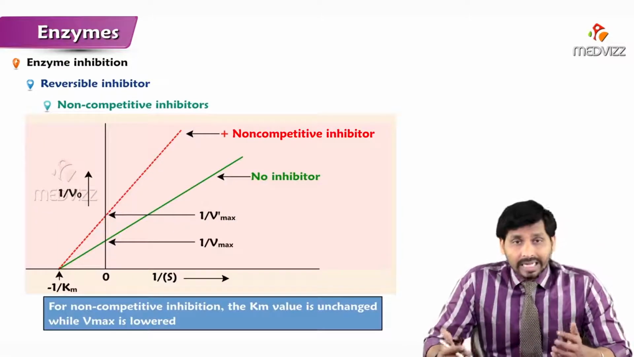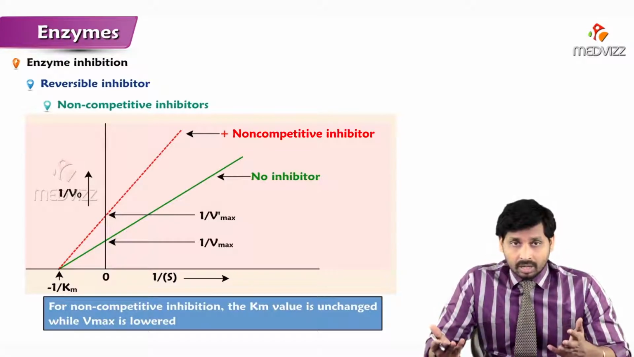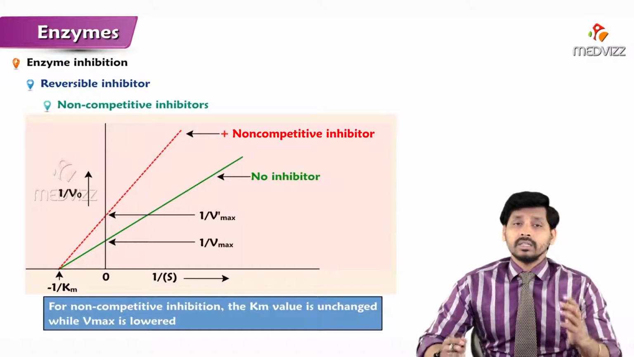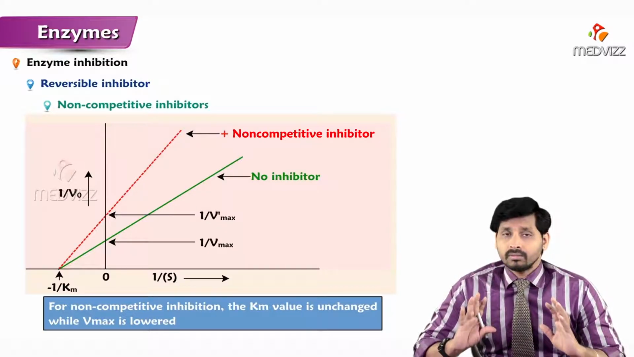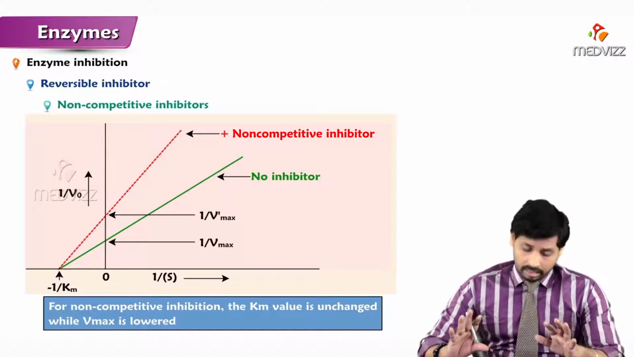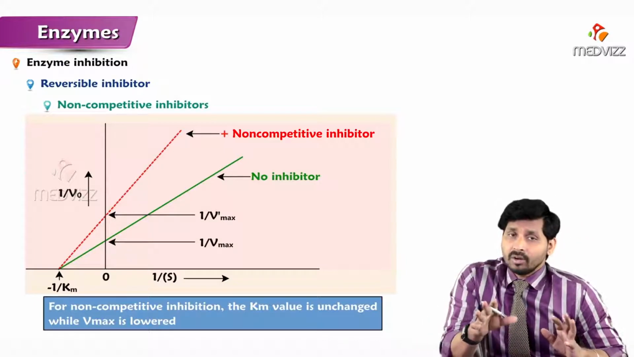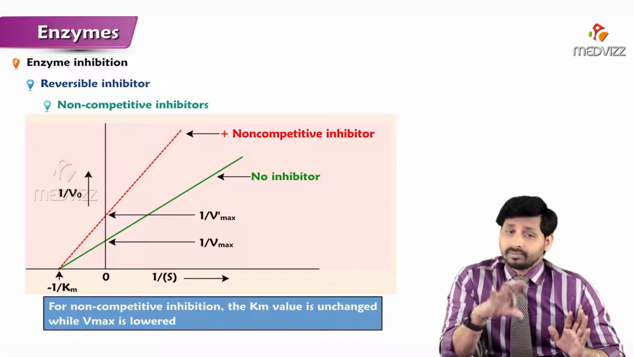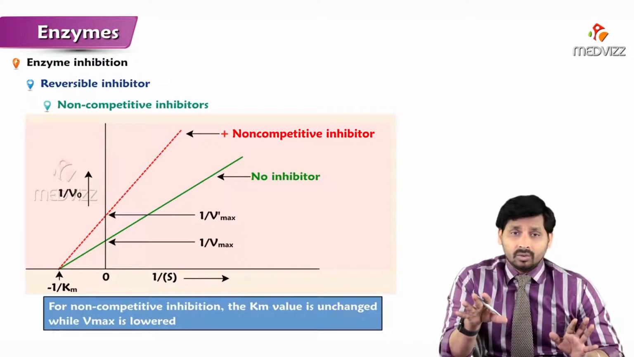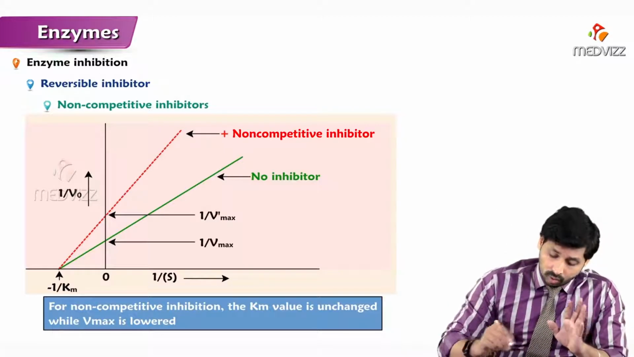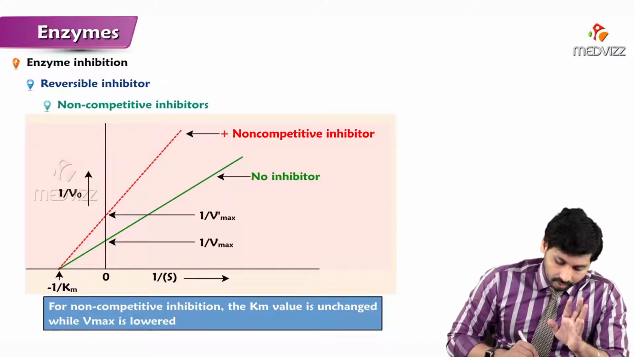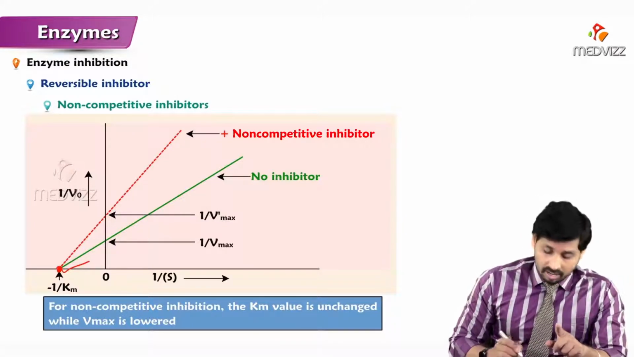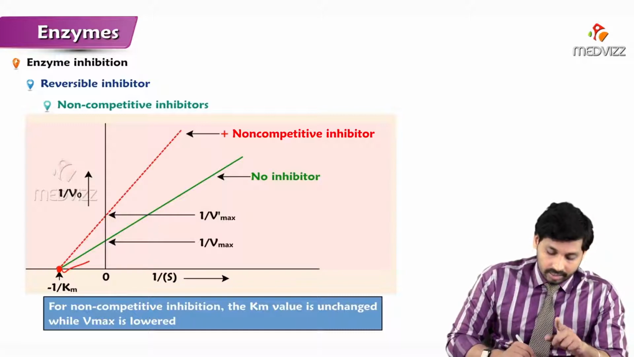So coming to the kinetics of non-competitive inhibitors, here it is the same thing. We'll see the Lineweaver-Burk plot, or double reciprocal plot. In the case of competitive inhibition, what we have noted is no change in Vmax and an increase in Km value, right? But here there is no change in Km. Km is the same, but Vmax has been altered. You see the difference here.